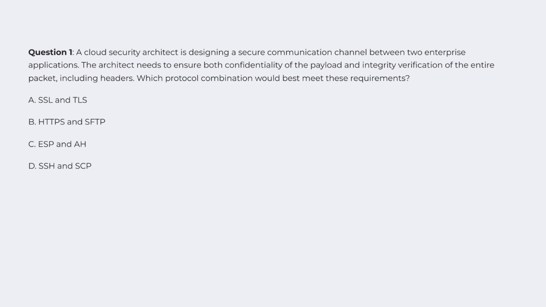The architect needs to ensure both confidentiality of the payload and integrity verification of the entire packet, including headers. Which protocol combination would best meet these requirements? A. SSL and TLS. B. HTTPS and SFTP. C. ESP and AH. D. SSH and SCP.